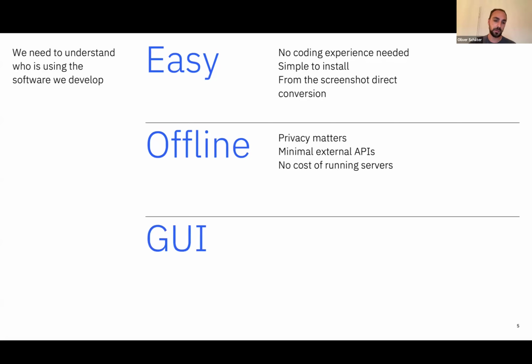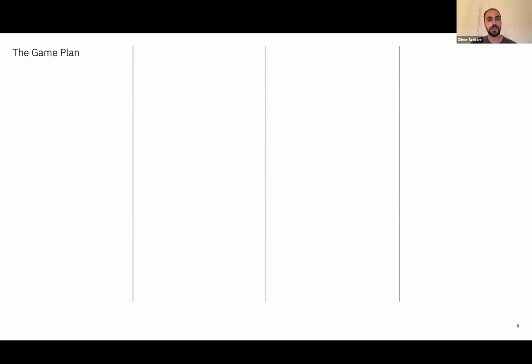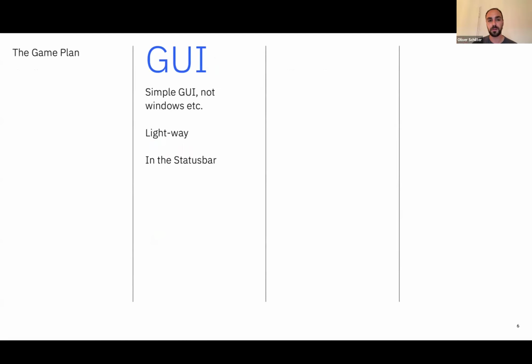Then I wanted to have a graphical user interface, a GUI. So not just a command line interface; it should be simple and lightweight, and the app should run in the background. With this in mind, I started with a game plan. The first step was exactly the GUI again. It should be simple, and it should live in the status bar. The status bar is basically the top of macOS, where you have all the apps showing. Another requirement was a history feature, so I can see all the molecules I already converted. And this was basically the requirements for the GUI.